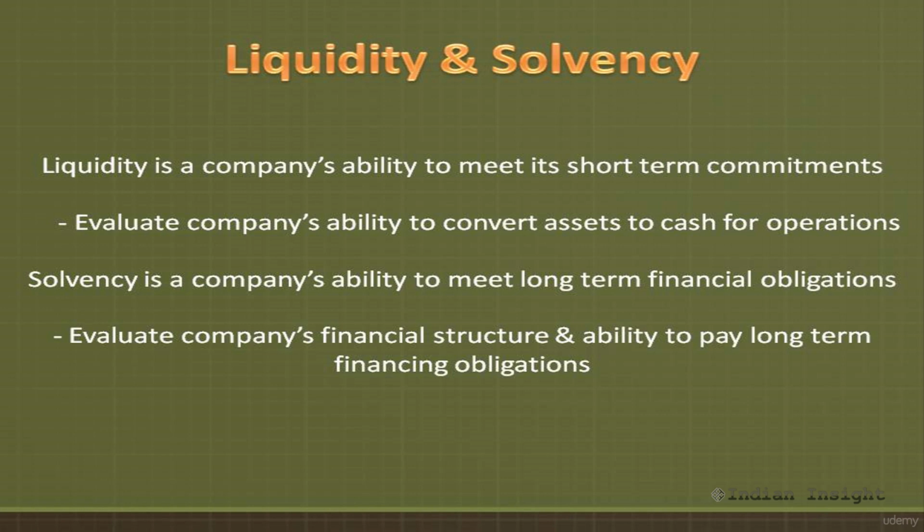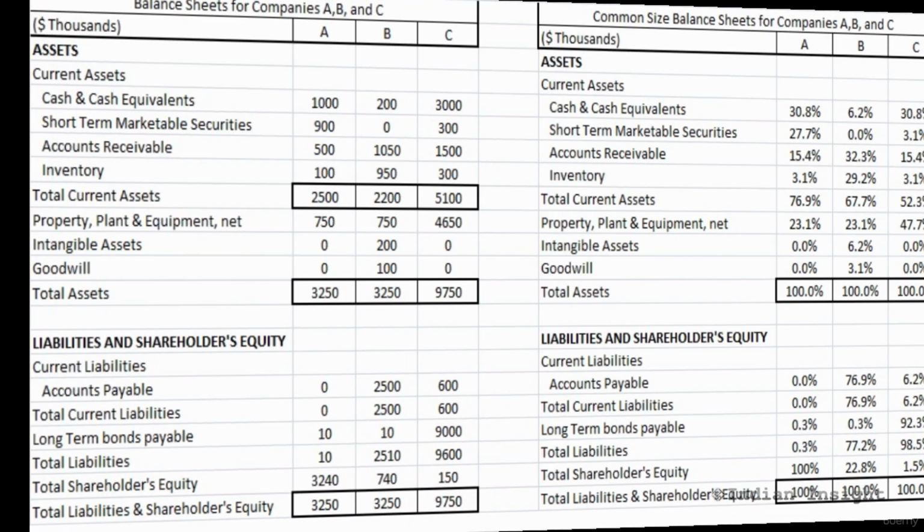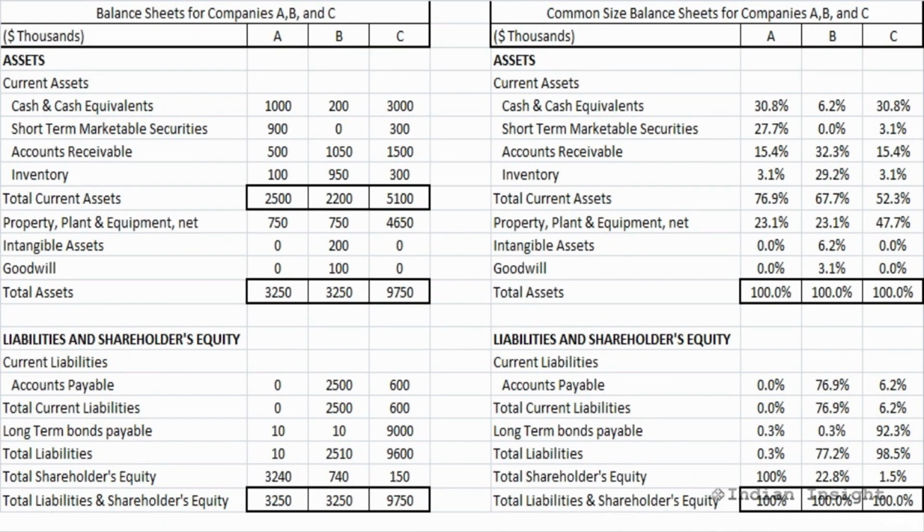Now let's understand the tools for analyzing the balance sheet one by one, starting with the common size analysis. A vertical common size analysis involves stating each balance sheet item as a percentage of total assets. Common size statements are useful in comparing the company's balance sheet composition over time and across companies in the same industry. Let's look at an example.